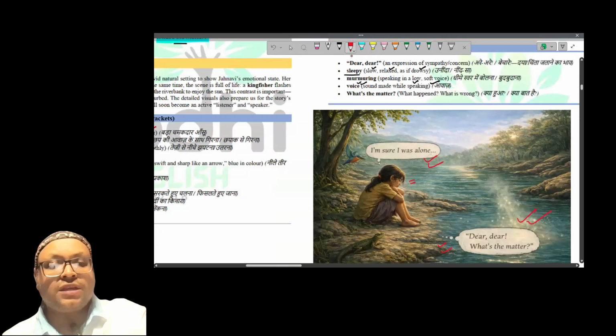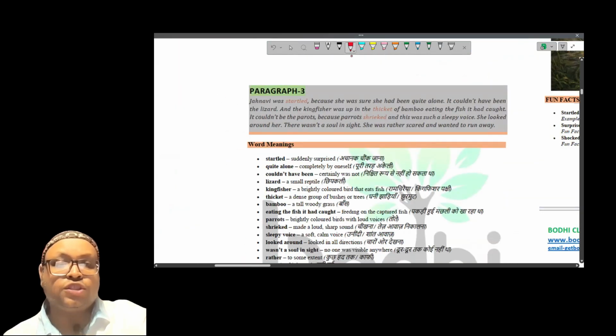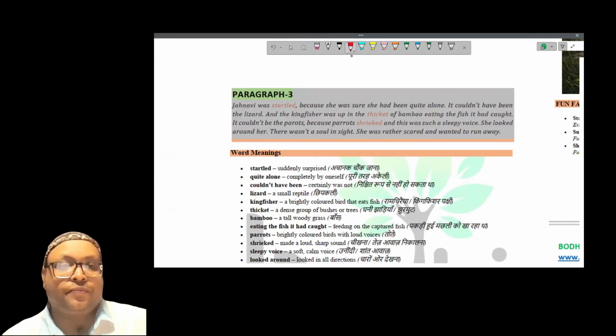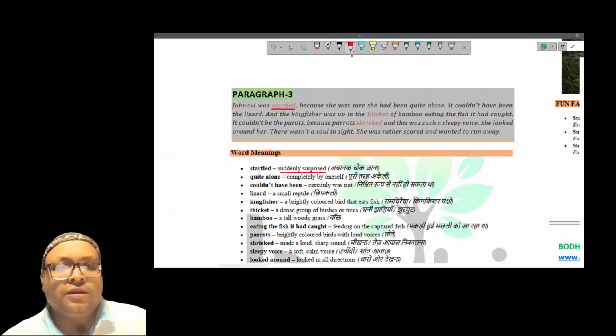So let's now talk about para 3. Take out please your book, check properly. This is para 3. Jahnavi was startled. Look at the word startled. Startled means suddenly surprised. She was surprised because she did not expect that the river would speak, right? Because she was sure she had been quite alone.